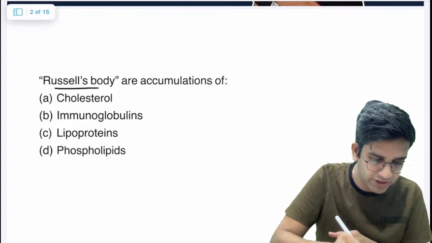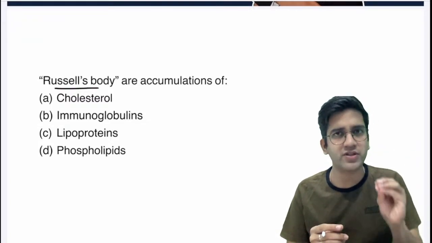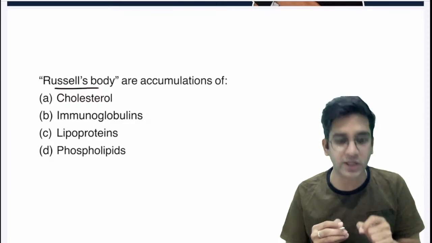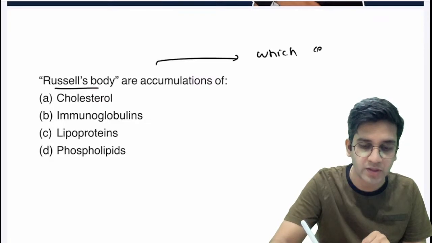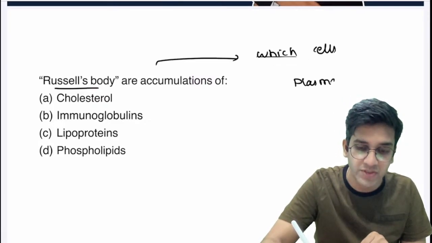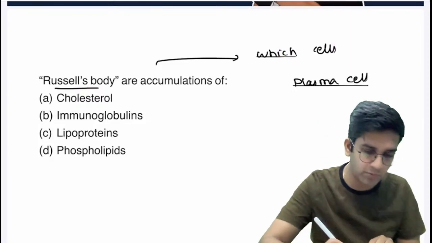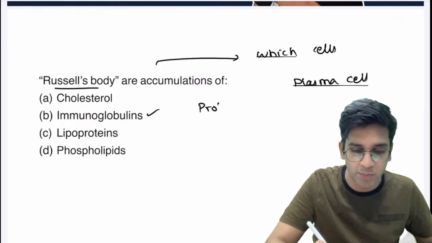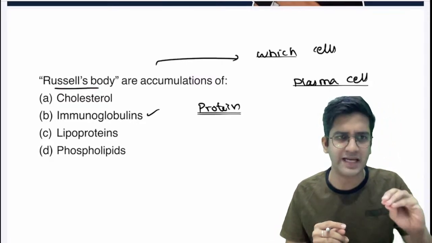Russell body is a characteristic accumulation of... We must have read about Russell body in case of multiple myeloma. Like Chandu and Sham said, it's an intracellular immunoglobulin accumulation. Which cells can you see Russell body in? We see them in plasma cells. It's a classical accumulation of immunoglobulin seen in patients with multiple myeloma. So option B is the right answer. If immunoglobulin is not there, I am okay with the option protein as well, because it's intracellular protein accumulation, as simple as that.